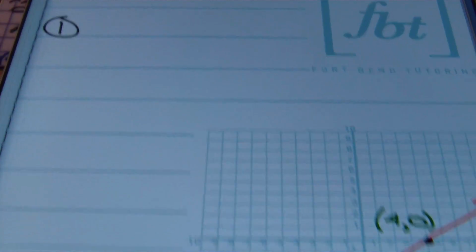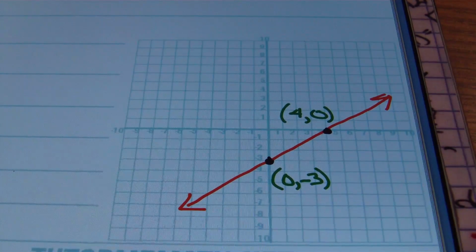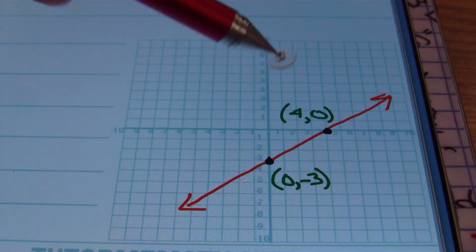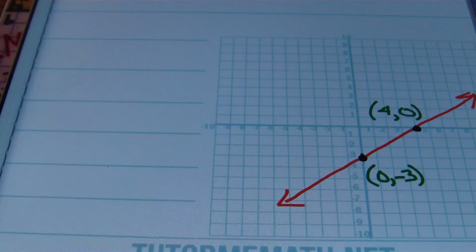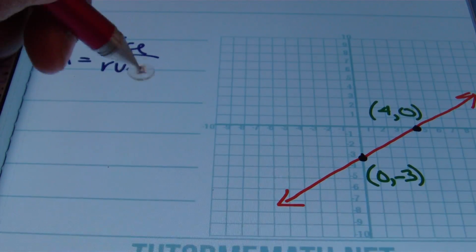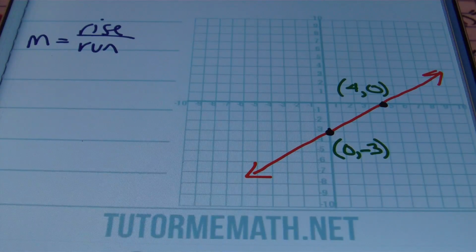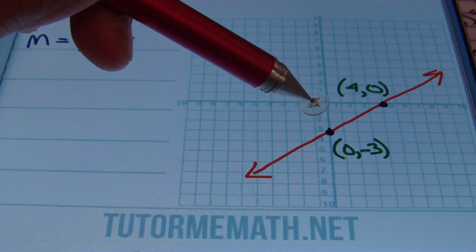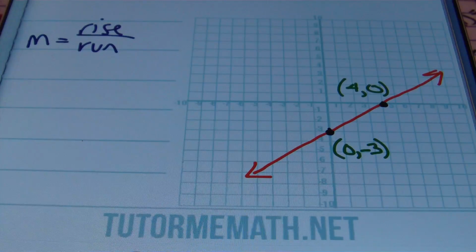In problem number 1, we're given a graph with a linear equation, and we have 2 points already identified for us. We have the point (4, 0), as well as (0, -3). Now recall our slope, or the variable m, is going to be equivalent to the rise divided by the run. Okay, so what does that mean? Well, what I normally do is I'll start with my furthest to the left point that's given, and I'll see how far it takes me to get on the same level as the second point that's given.